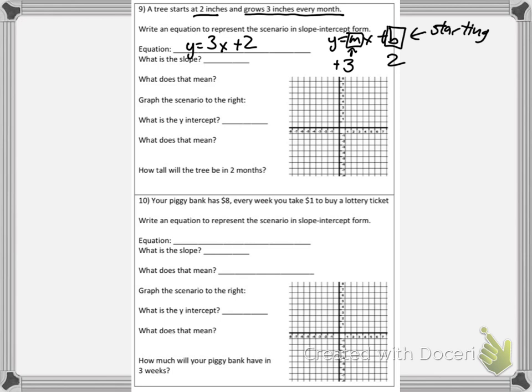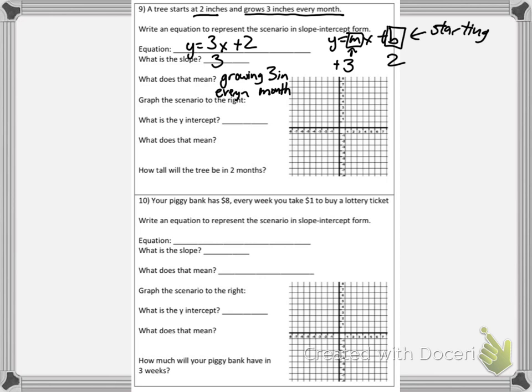What is the slope? The slope is, as we defined, 3. What does that mean? Well, that means that my tree is growing 3 inches every month. Graph the scenario to the right.